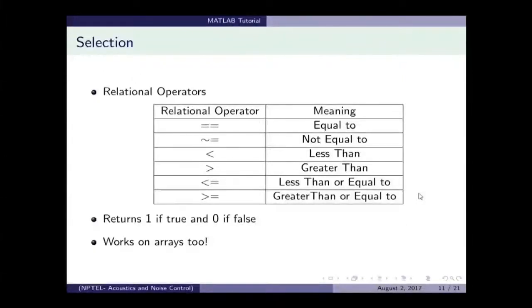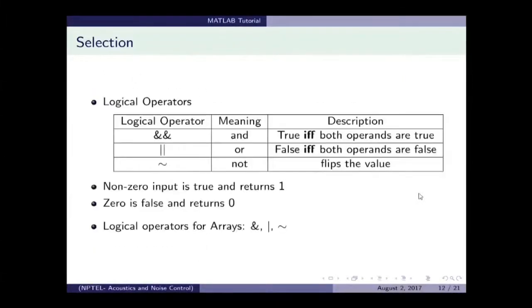Now let's see logical operators. So logical operators determine the true or false state using Boolean algebra. In Boolean algebra, 1 is true and 0 is false. But in MATLAB, any non-zero value is true and 0 is false. Here also the logical operators are AND, OR and NOT. The symbols are tabulated in this table, and the truth tables for the operators are the same as that of Boolean algebra.